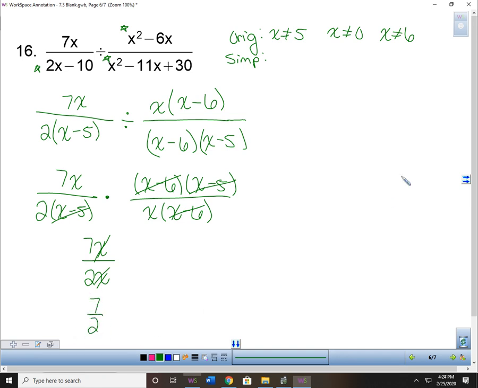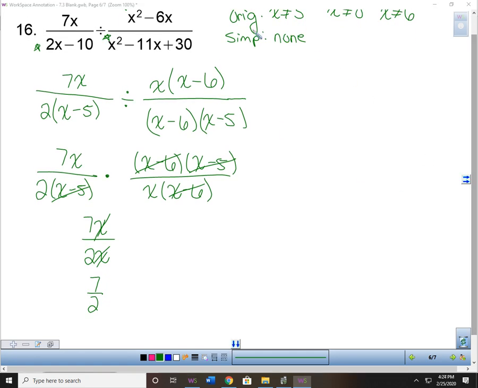I don't have any x's in the denominator, so there's nothing that needs to be restricted when it's simplified. But remember, my restrictions have to match the original, so I'll have to list all of them. So x cannot be 5, x cannot be 6, and x cannot be 0.